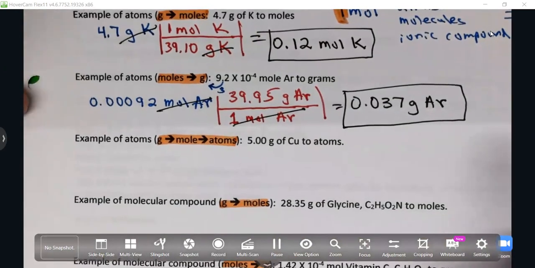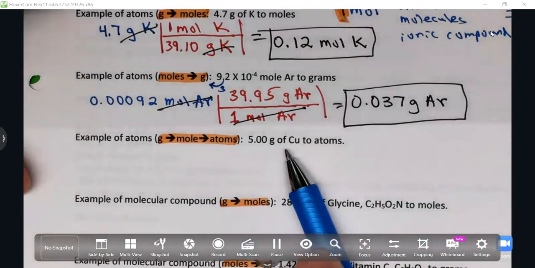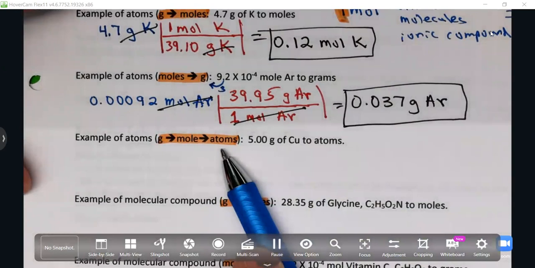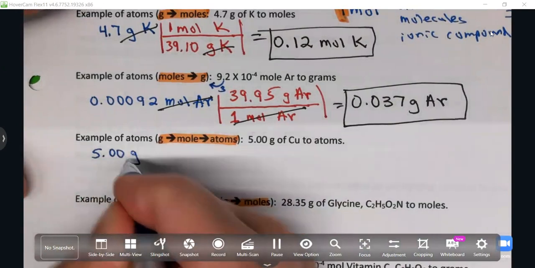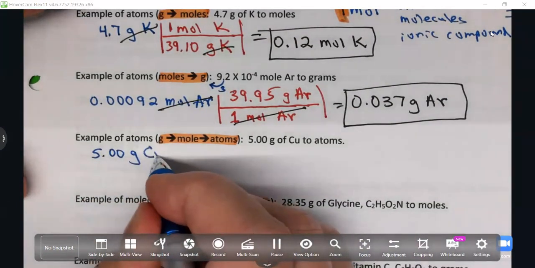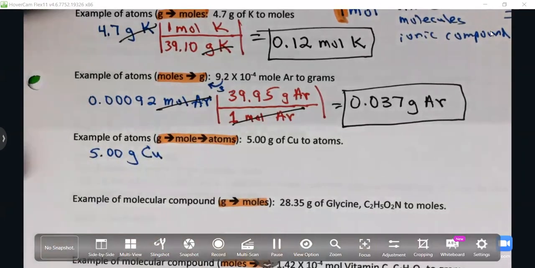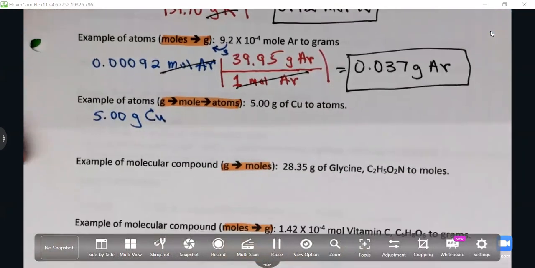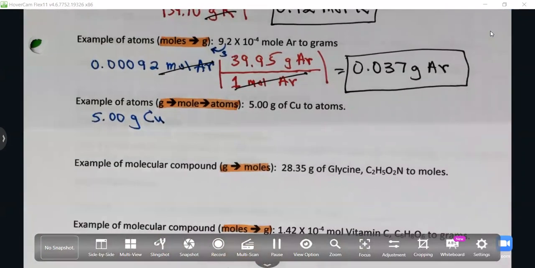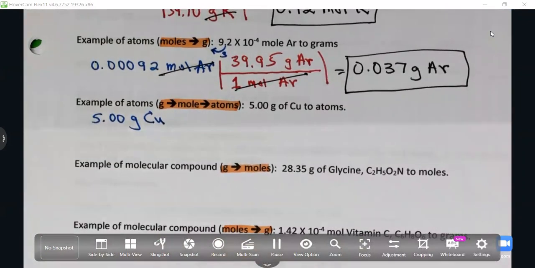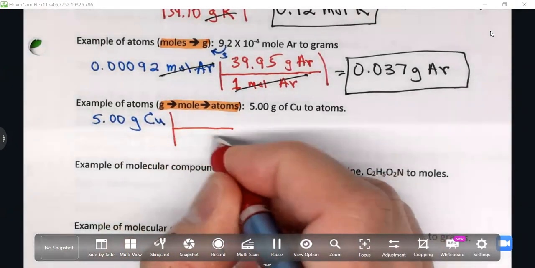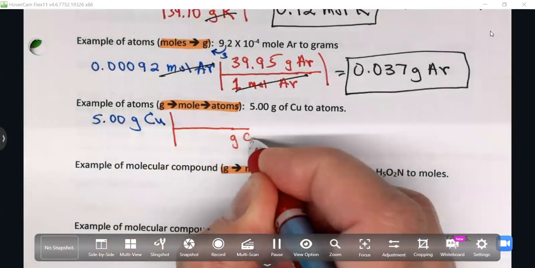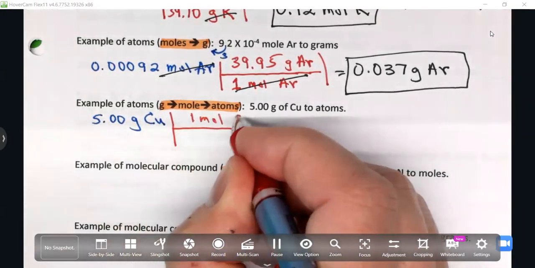Next one. We have grams of copper and we want atoms. So we are going to start with 5.00 grams of copper. Now, I always say this in chemistry, if you're not given moles and if you don't have a clue what to do, somehow find moles, right? Somehow get the moles. So we're going to do that here. We're going to put grams of copper down below.